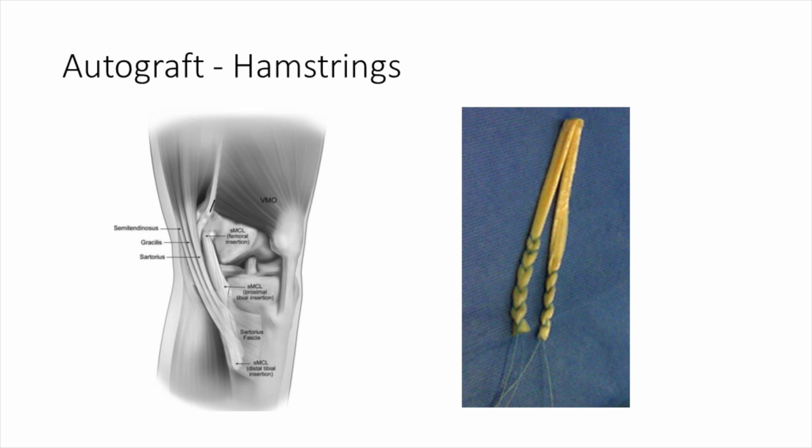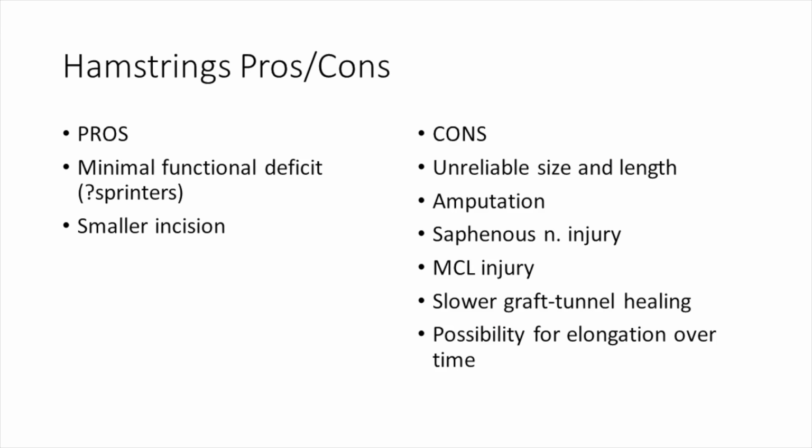Hamstrings are probably now more common in Australia, in Europe, and from what I've seen in South Africa. They're harvested through a smaller incision over the pes anserinus and yield a tendon that's usually folded double and inserted as a 4-strand graft, including both semitendinosus and gracilis. The benefits: you minimize that functional deficit, the anterior knee pain, the kneeling pain, although functional deficit can be a problem in sprinters, and you have a smaller incision.